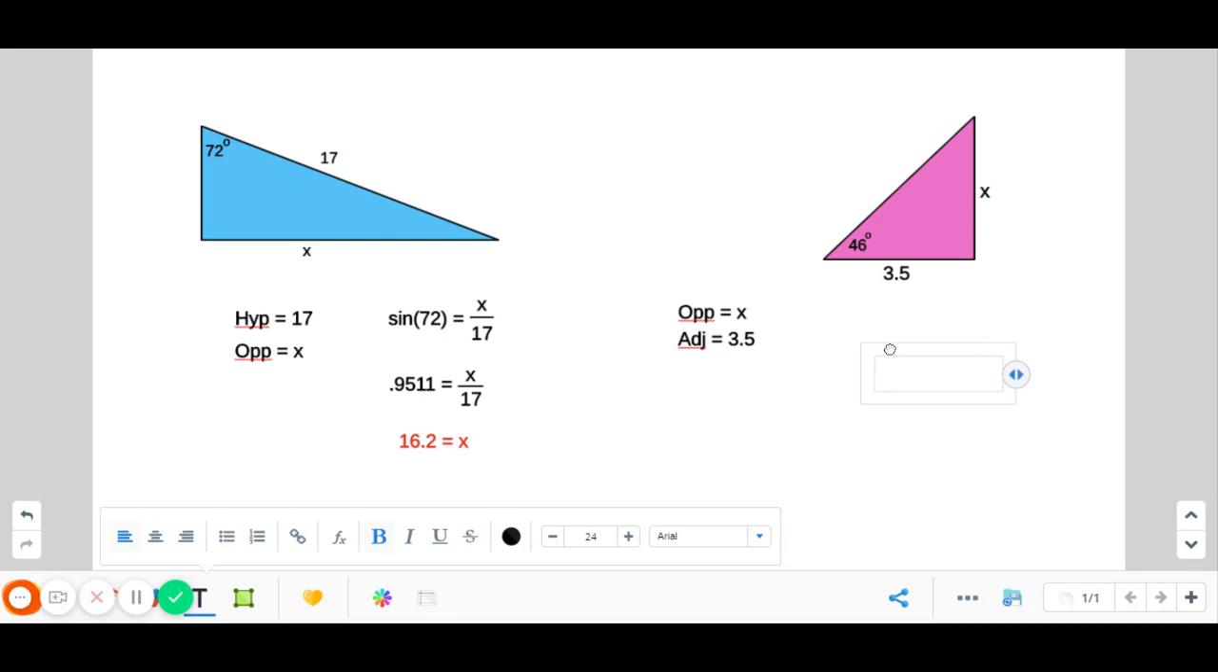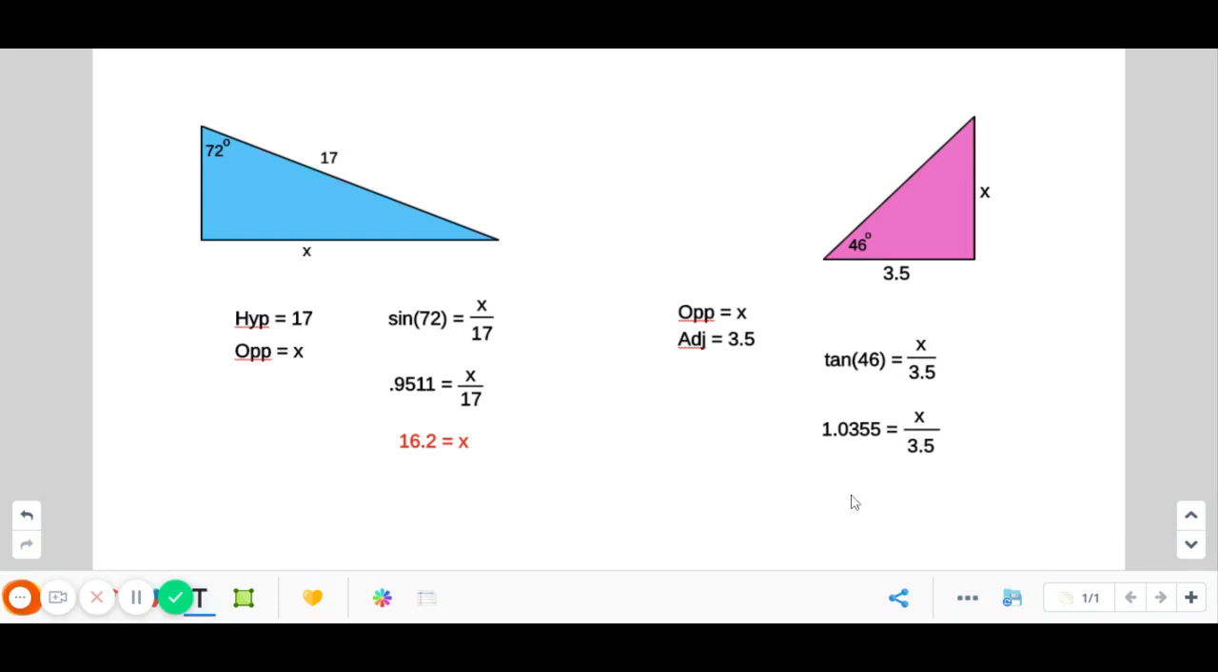Tangent is opposite over adjacent. So setting up the equation, we have tangent of 46 equals x over 3.5. Again, tangent of the angle equals the opposite over the adjacent. Tangent of 46 equals 1.0355. So we have 1.0355 equals x over 3.5.